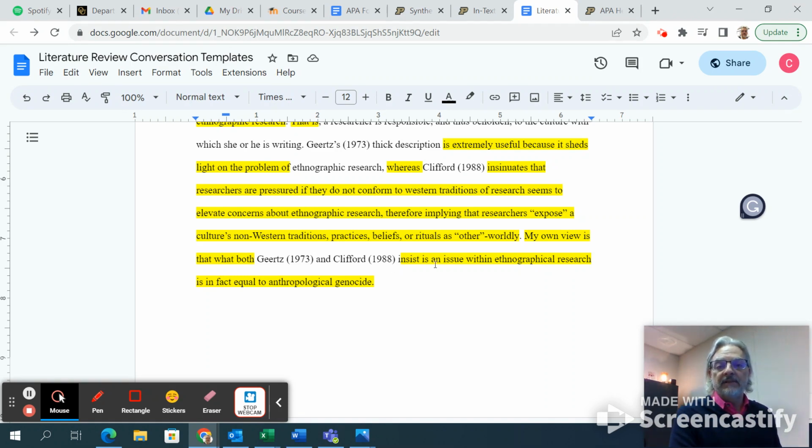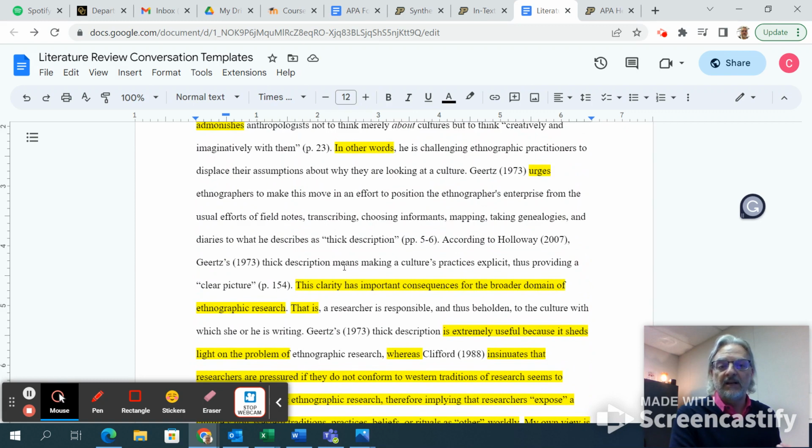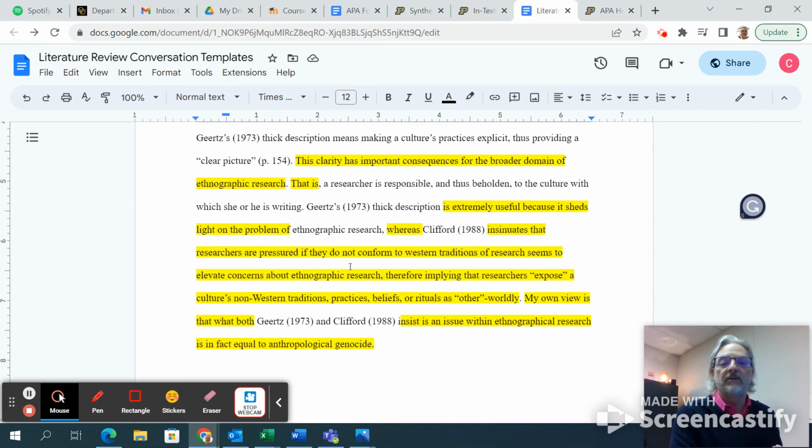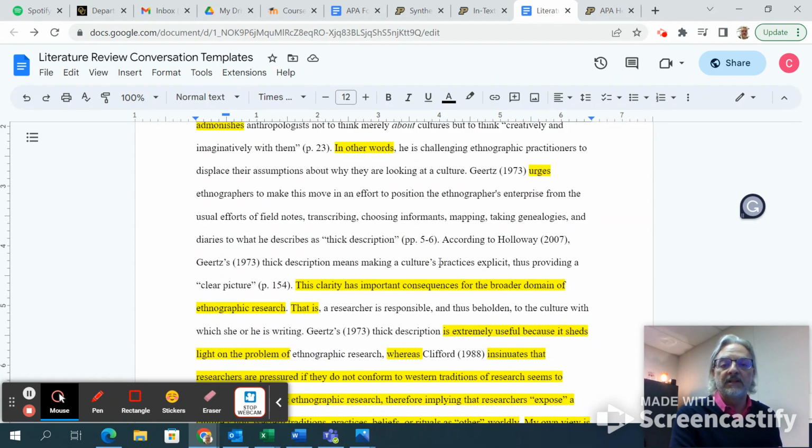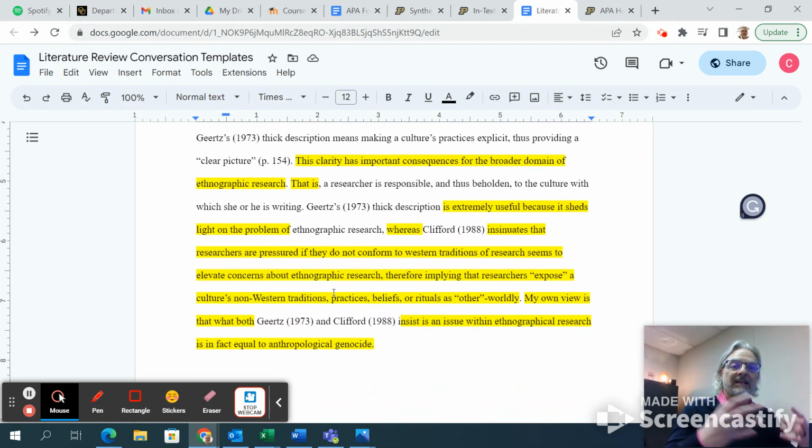Geertz and Clifford insist, excuse me, my own view is that what both Geertz and Clifford insist is an issue within ethnographical research is, in fact, recall this from the template above, equal to anthropological genocide. So in essence, I've drawn a conclusion, put these three authors into conversation with one another. I used this author here to clarify what he's talking about, and then I brought back in the problem, put them back together, and drew my own conclusion.